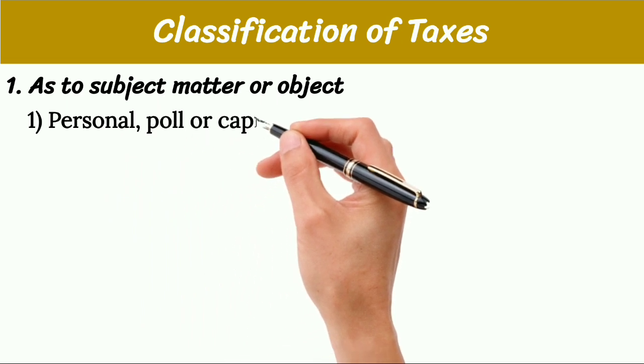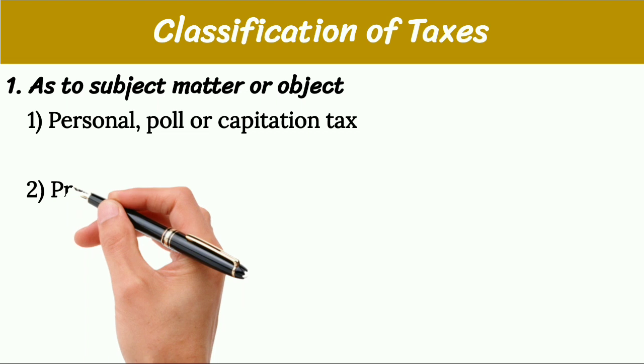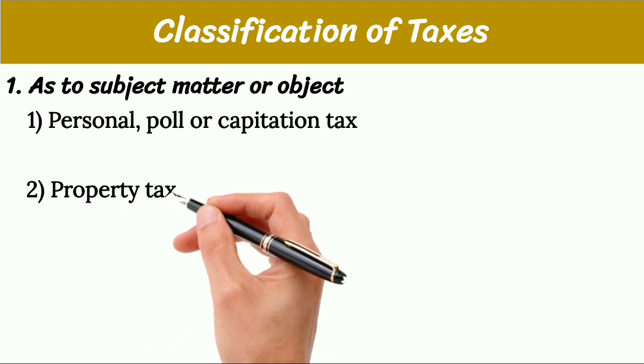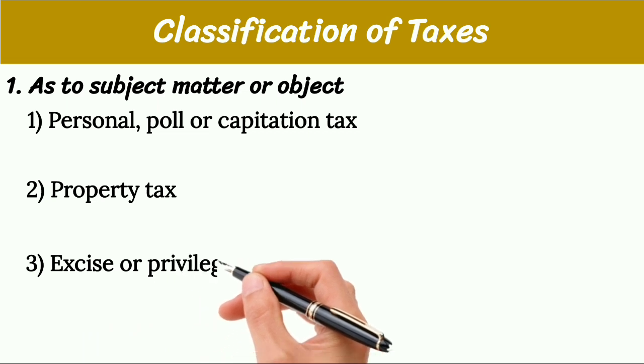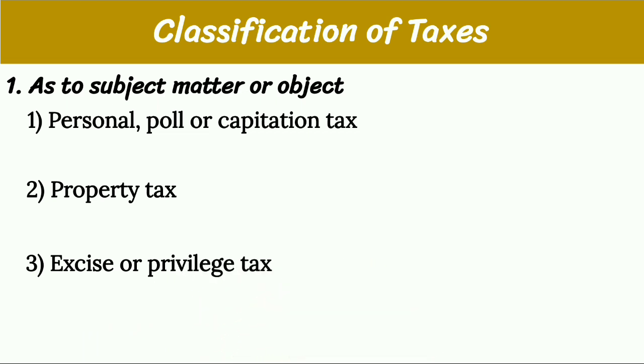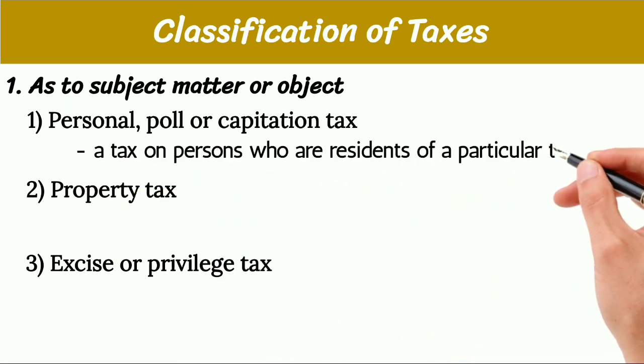First, personal, poll, or capitation tax. Second, property tax. And third, excise tax, or otherwise known as privilege tax. The first one is personal, poll, or capitation tax. So, iisa lang yung ibig sabihin ng mga yan. Dito sa personal, poll, or capitation tax, ang tinatax talaga ay yung mismong tao.